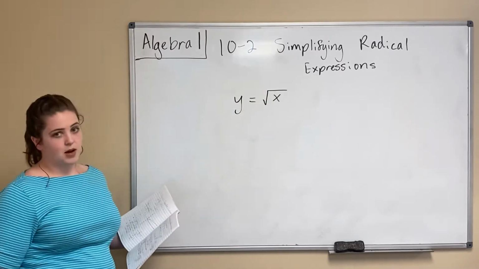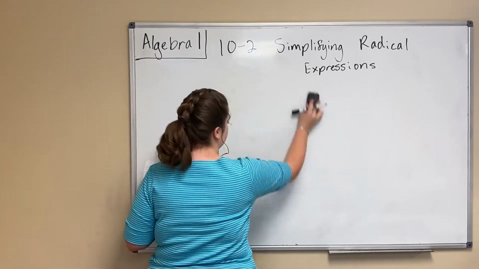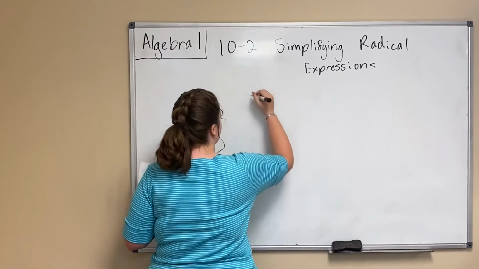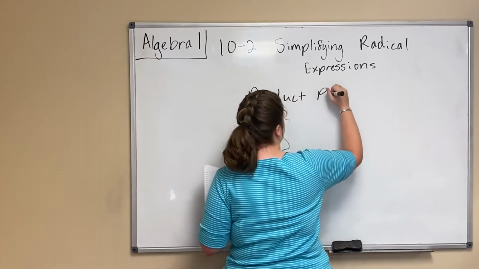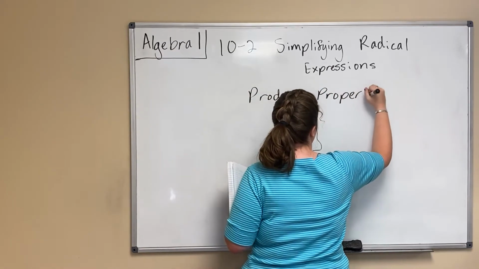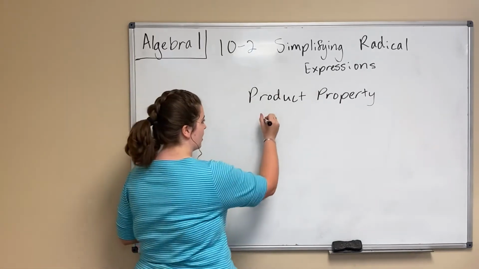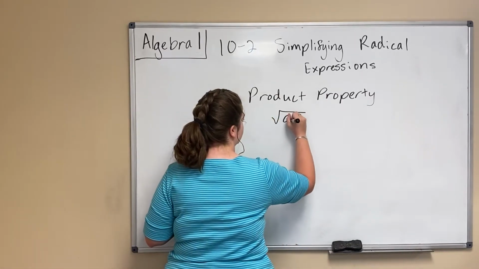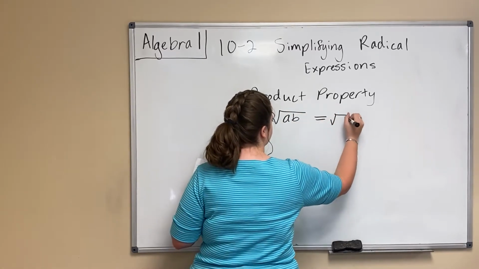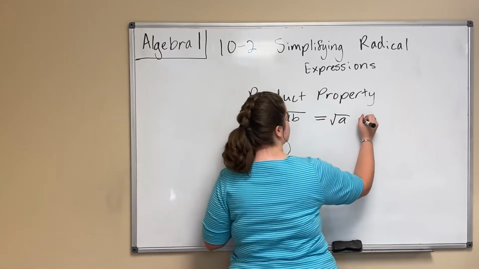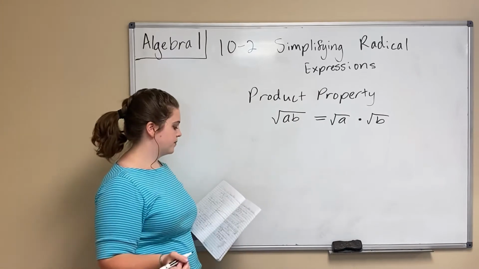First thing we're going to talk about when simplifying them is something called the product property of square roots. The product property basically states that if I have the square root of a times b, we can rewrite that as the square root of a times the square root of b.